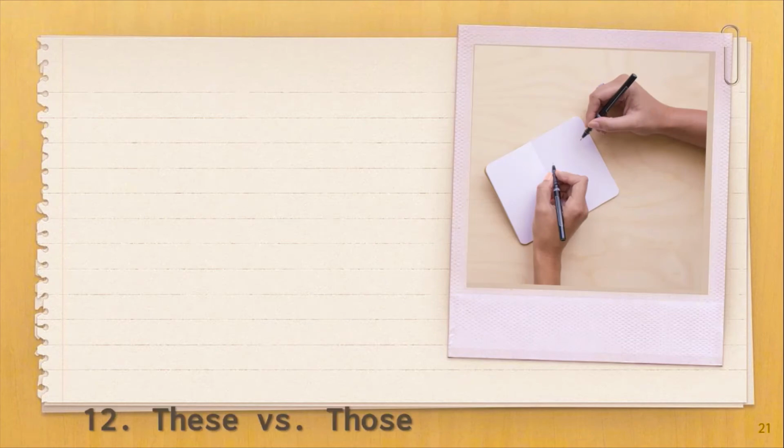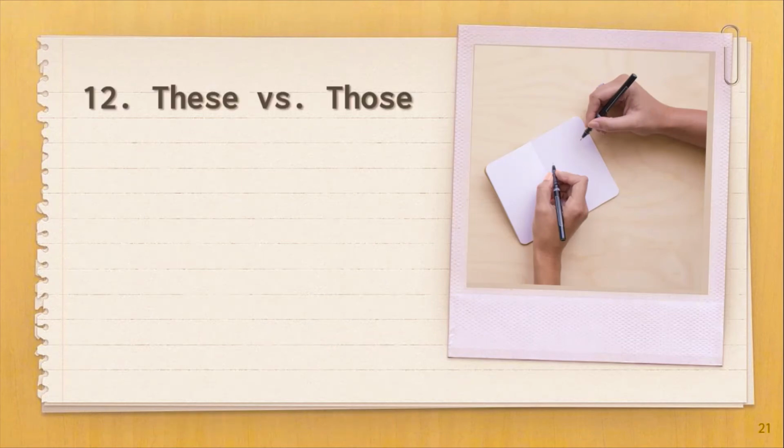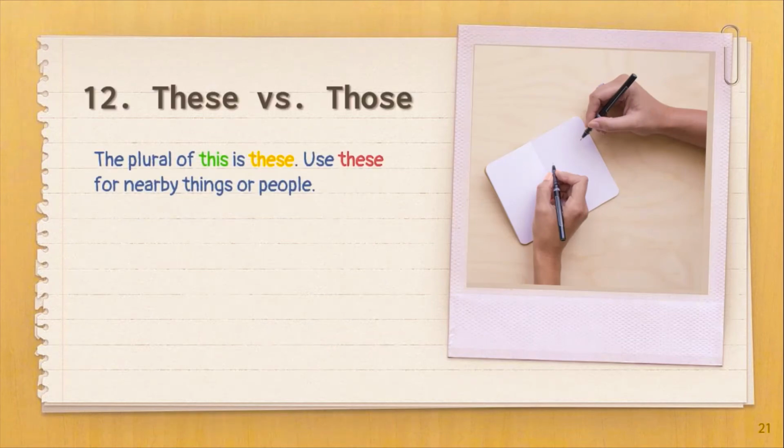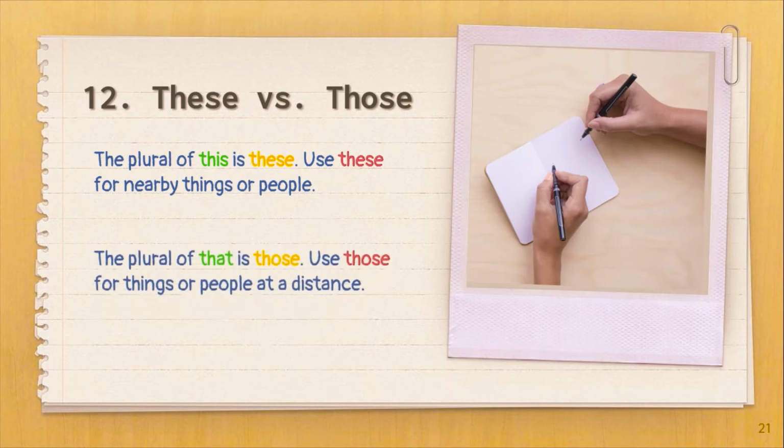Okay, another grammatical error, these versus those. The plural of this is these. Use these for nearby things or people, or things you can easily touch or easily point out. Well, the plural of that is those. Use those for things or people at a distance, very far away from you.